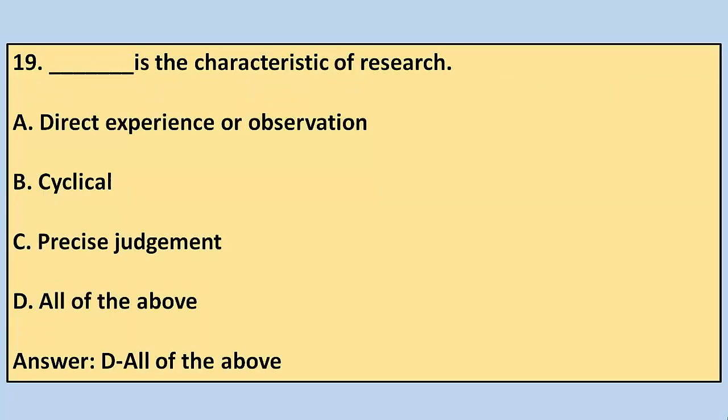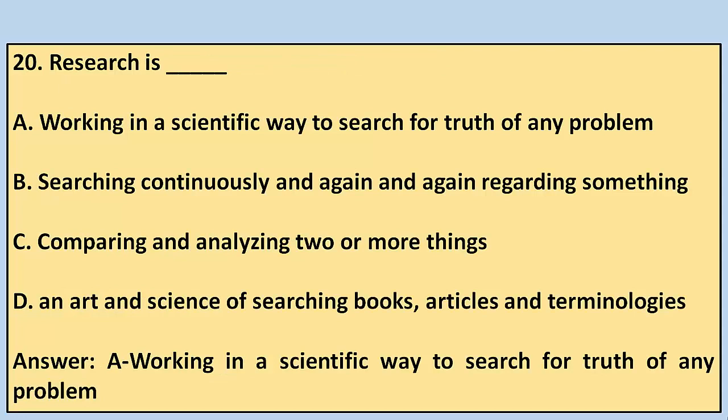Dash is the characteristic of the research. A. direct experience or observation, B. cyclical, C. precious judgment and D. all of the above. Answer is D. all of the above. Research is A. working in a scientific way to search for the truth of any problem, B. searching continuously and again regarding something, C. comparing and analyzing two or more things and D. an art and science of searching book, article and terminology. Answer is A. working in a scientific way to search for the truth of any problem.